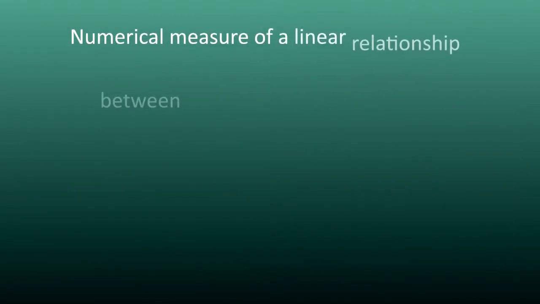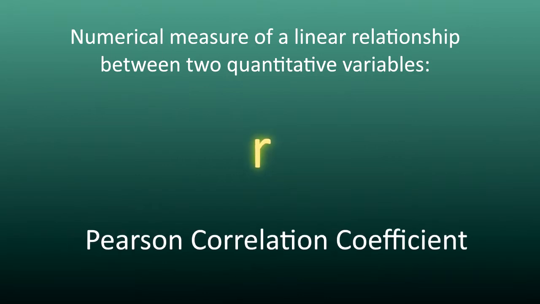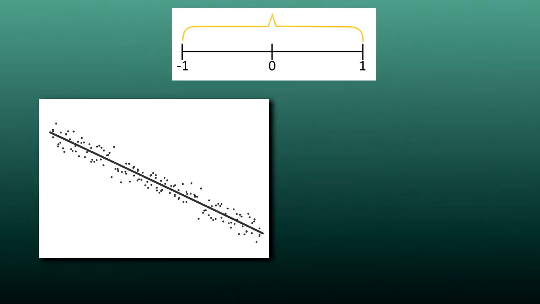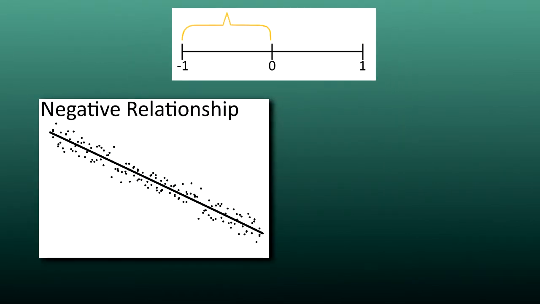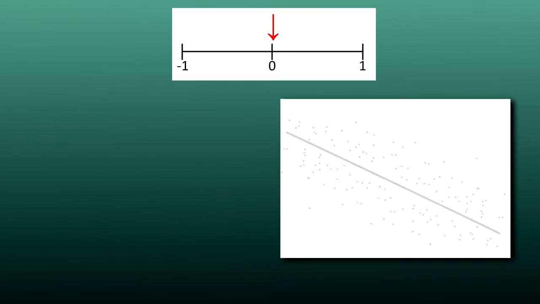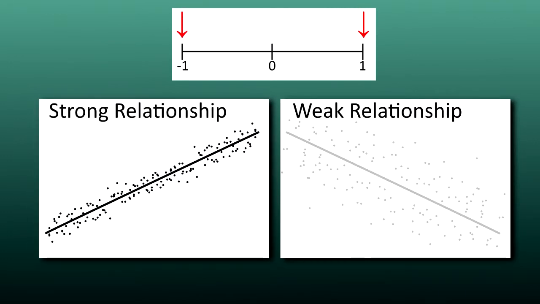The numerical measure that measures the strength of a linear relationship between two quantitative variables is called the correlation coefficient and is denoted by a lowercase r. The value of r ranges from -1 to +1. Not surprisingly, negative values of r indicate a negative direction for a linear relationship between the two variables, and positive values indicate a positive direction for the linear relationship. Values that are close to 0, whether they're negative or positive, indicate a weak linear relationship, and values that are close to -1 or close to +1 indicate a strong linear relationship, either negative or positive.